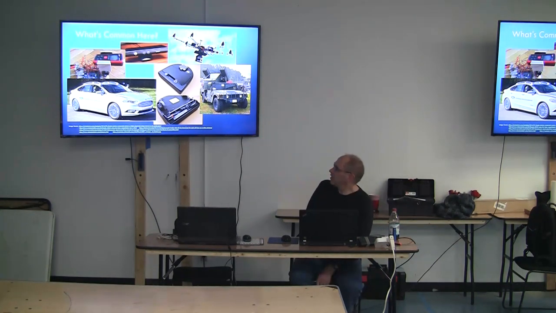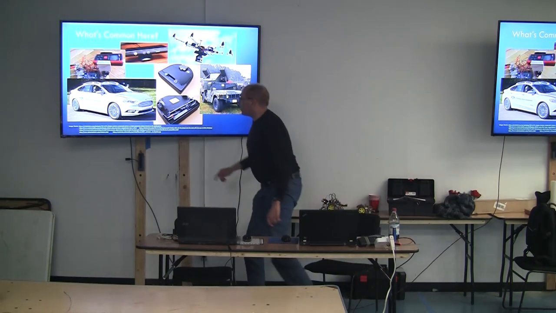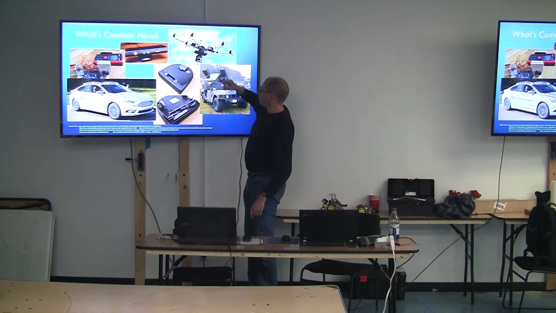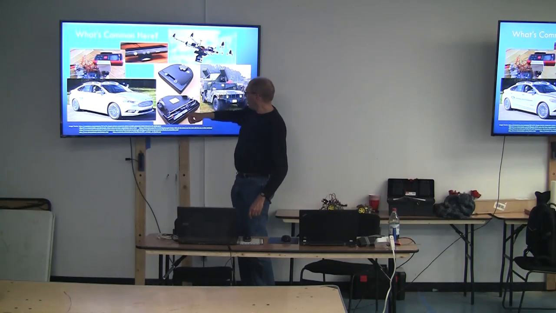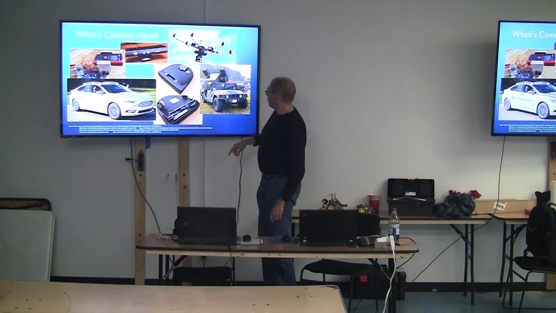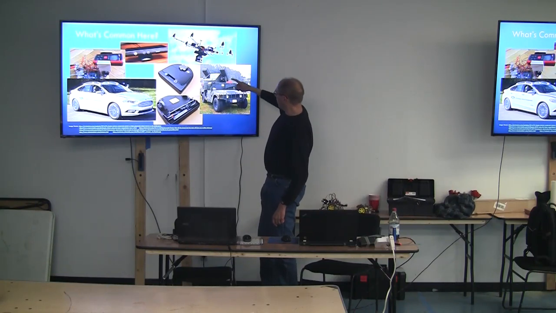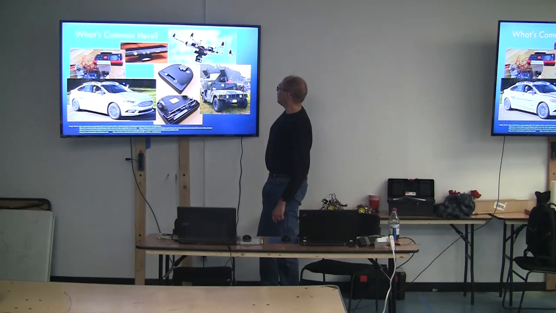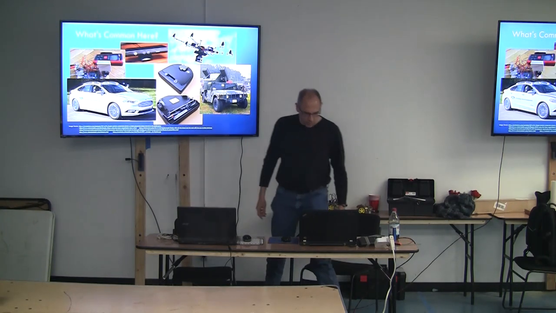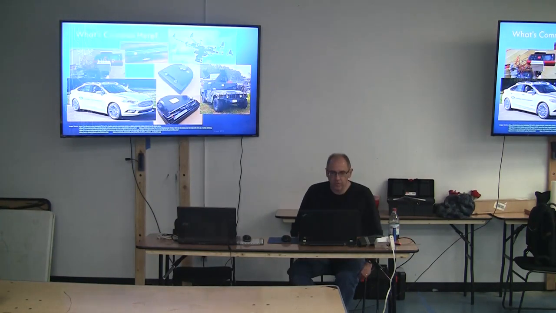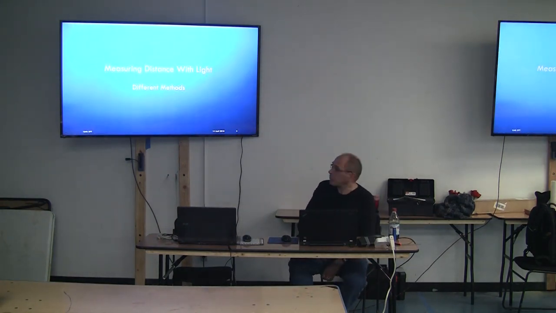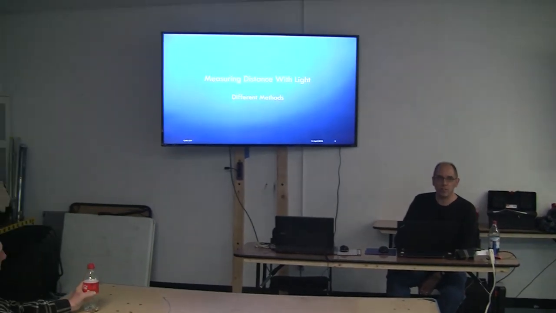So what's common? We have this funny thing hooked up to an Arduino. We have a Kinect. We have this drone, of course. We have some kind of car. We have this robot-looking thing. We have this military thing ready to shoot the drone down and a robot ready to clean it up. But there is something common between these, right? And the common thing is that they're all measuring distance with light. And that's what today's little chat is about.